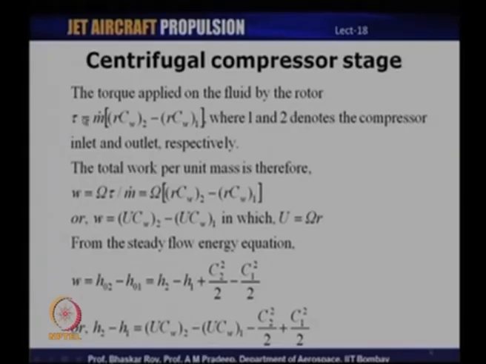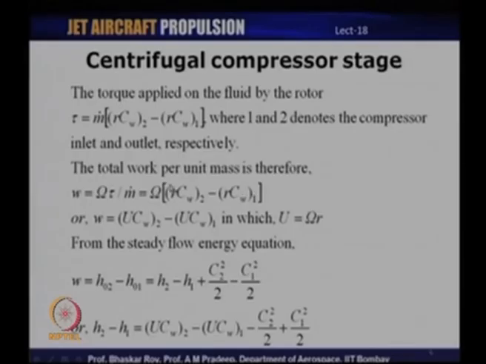So, we know that the torque required to generate the pressure ratio, or the torque applied by the rotor on the fluid, is a function of the mass flow rate and the difference in the tangential velocity. Here we have the mass flow rate and the tangential velocities at the inlet and exit. Here R CW is the product of the radius and the tangential velocity at the outlet of the compressor, and similarly R times CW1 is the product of the radius and the tangential velocity at the inlet.